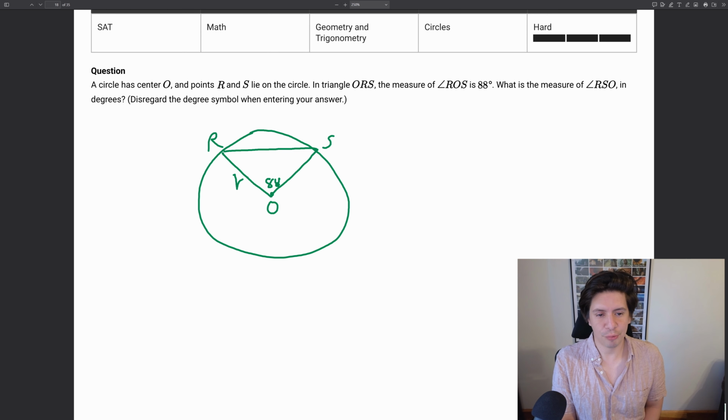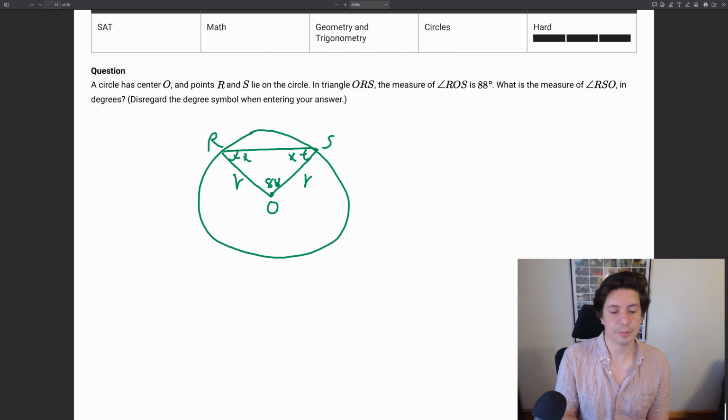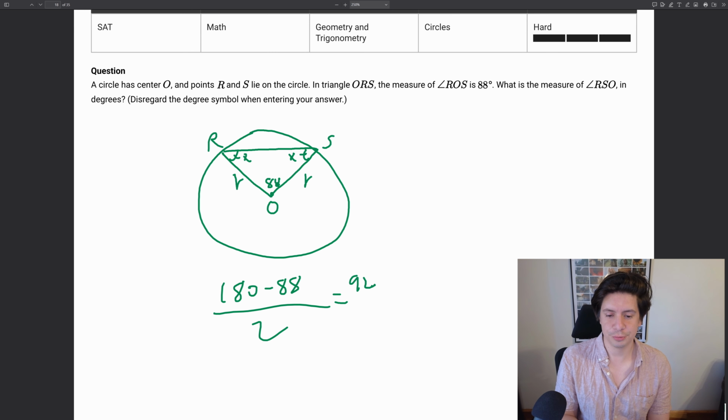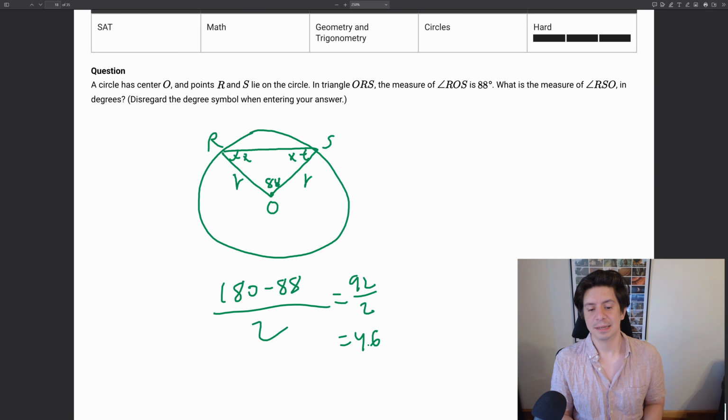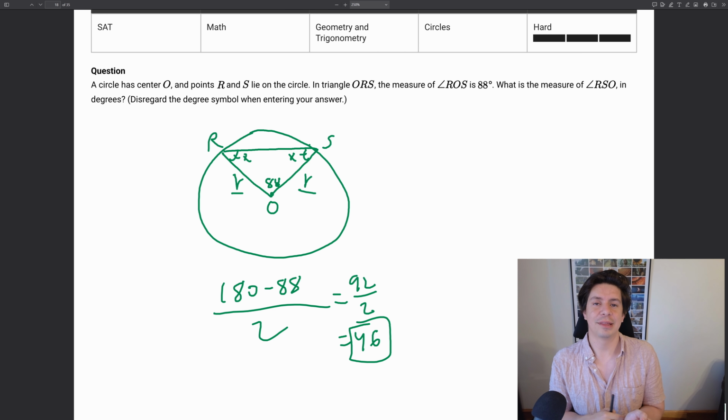Because these are both radii, it's an isosceles triangle, so this equals this. Let's call this x and this x. So it's going to be (180 minus 88) divided by 2. That's going to be 92 divided by 2. It's going to be 46. And that is all you need to do. The important thing is knowing that the radii make 2 sides of the triangle, and that makes an isosceles triangle with 2 equal angles.